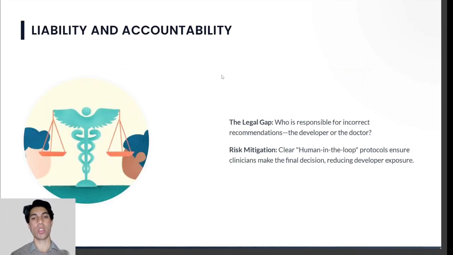Then the liability and accountability. So the legal gap is who is responsible for incorrect recommendations, the developer or the doctor. And to mitigate this risk, we need clear human in the loop protocols to ensure clinicians make the final decision, reducing the developer exposure. So basically, the software that we are using gives merely suggestions. These decisions are merely suggestions and alerts, and the final say will always be with the clinicians, which can reduce developer exposure. And we need a human in the loop.